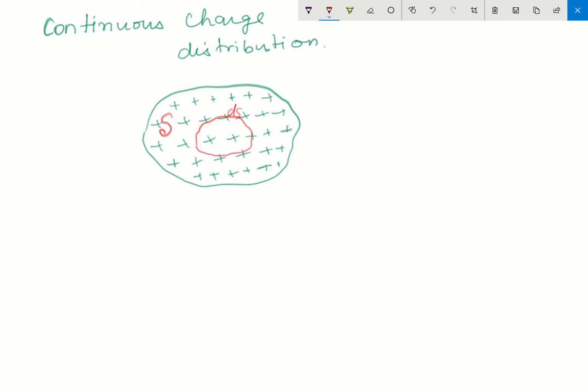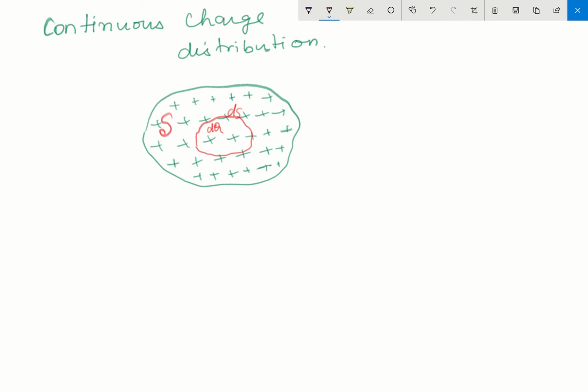In this very small area I have taken, I can very well say how many charges are there. You can count the number of charges here because the surface is very small. So let dq be the total charge in that small area. The charges are uniformly distributed; this continuous charge distribution works only when the charge is uniformly distributed. That is very important here.